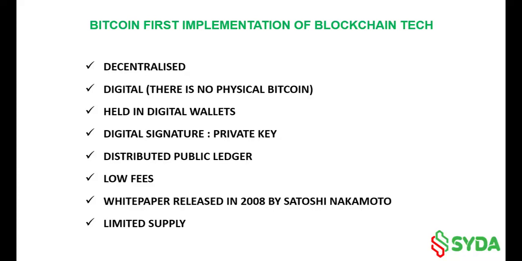So first of all, Bitcoin is decentralized. It's a digital currency. There is no physical Bitcoin. Bitcoin is held in digital wallets. Bitcoin uses a digital signature, a private key, to allow people to send or to authorize spending of Bitcoin. So if you own your Bitcoin, you need your private key for you to access it and for you to spend it. Bitcoin uses a distributed public ledger. We remember that's one of the features of the blockchain technology.